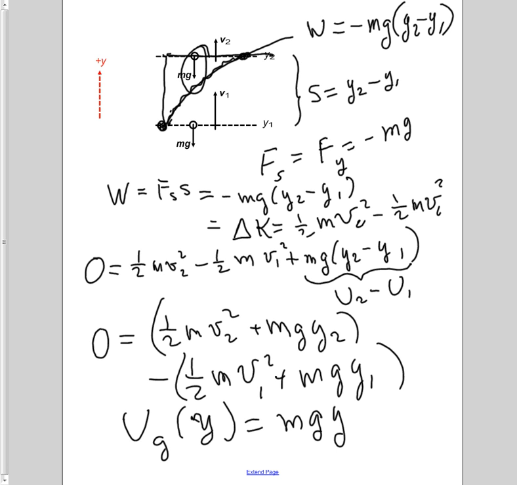Okay, the next videos then will be some examples of gravitational potential energy.